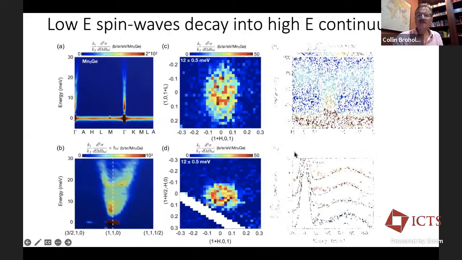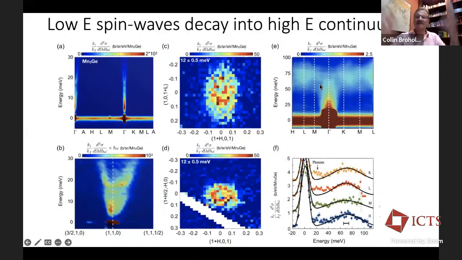But then when you come to higher energies, there's a very strong broadening of the spectra, which indicates some kind of decay mechanism. Maybe it's an electron-hole pair decay mechanism that eventually damps the spin waves completely, as indicated. And I think I'm not going to spend too much time on this, but we were presented with this kind of situation.